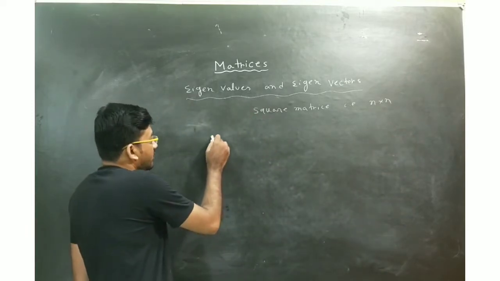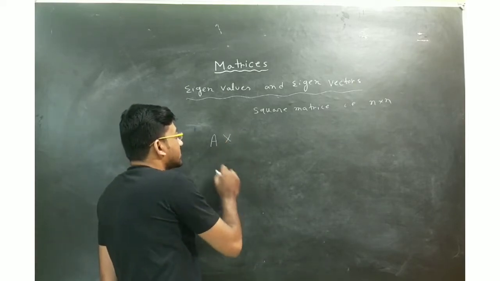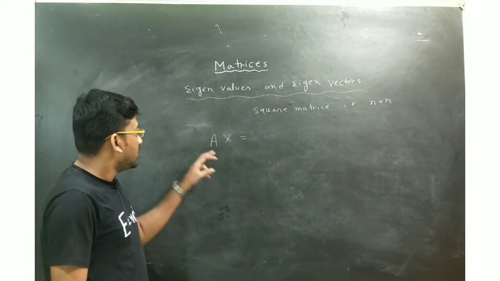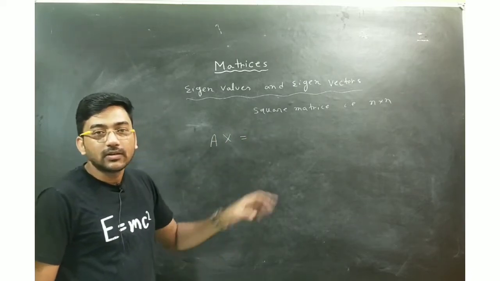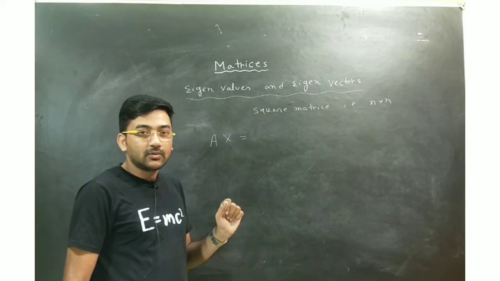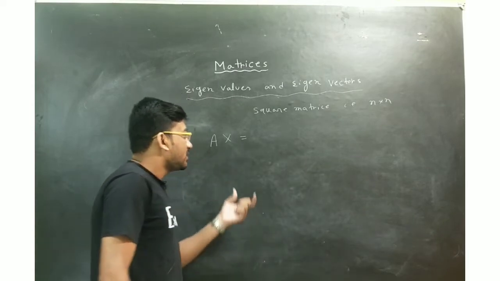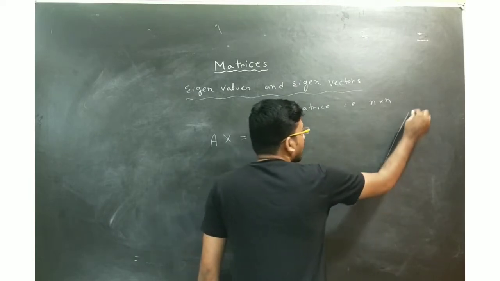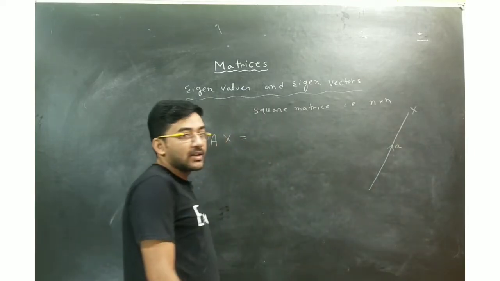Suppose we have a square matrix A, and if this A operates on a vector x, then what we will get? We will get obviously a vector on the right hand side. But here we are interested in those vectors which are lying along x. So let me take an example so that you can understand the thing better. Let me take a line which is passing through the origin, suppose this is the x direction, and a vector A is along this line.